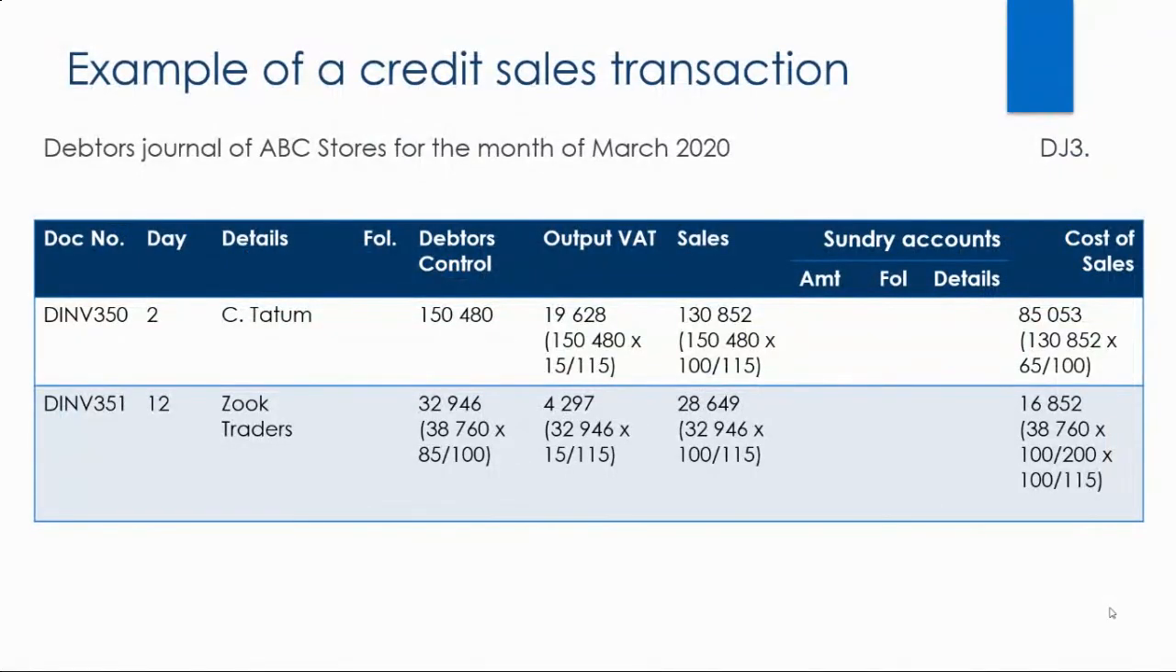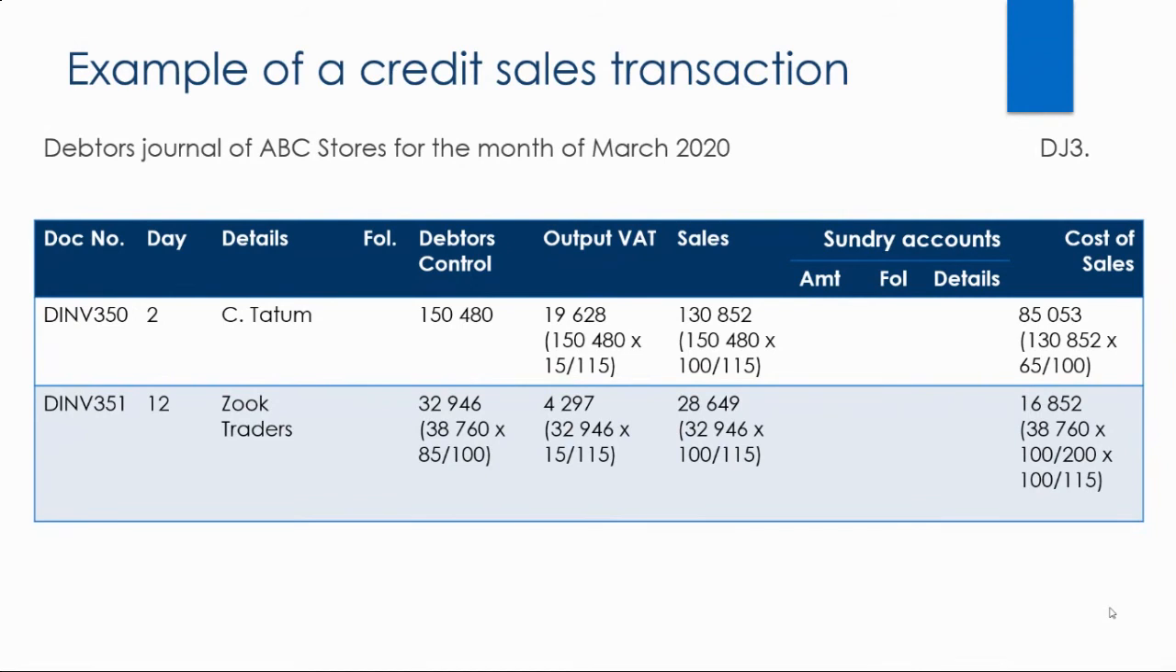Okay, so now let's look at the information. How do we actually calculate it? So the first one in the data's column, we have the amount that was given to us, the 150,480. Now to calculate the output VAT, I told you the data's control amount is inclusive of VAT. So you see the output VAT is that 150,480. We multiply it with 15, divided by 115 to get to the 19,628 Rand. Now the sales amount is exactly the difference between the two.